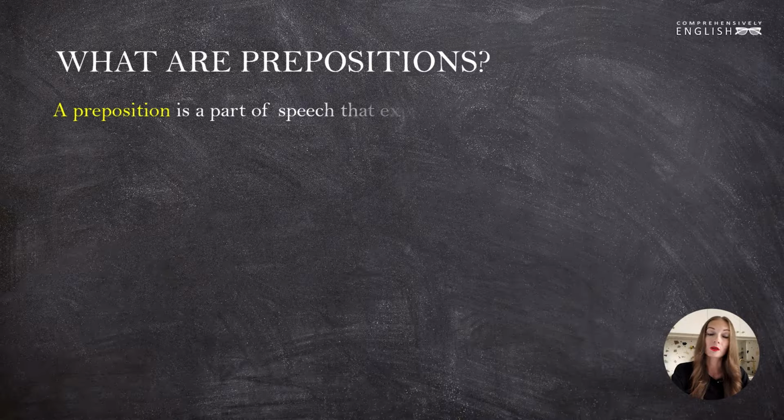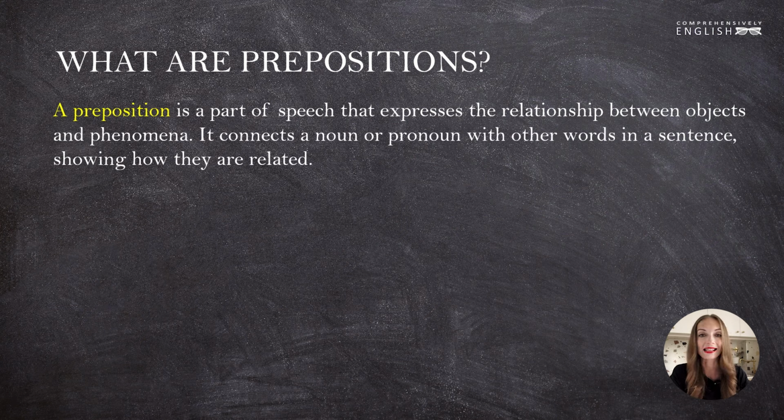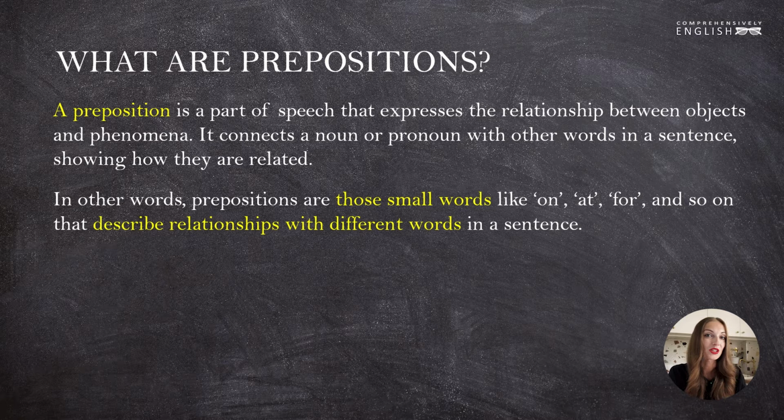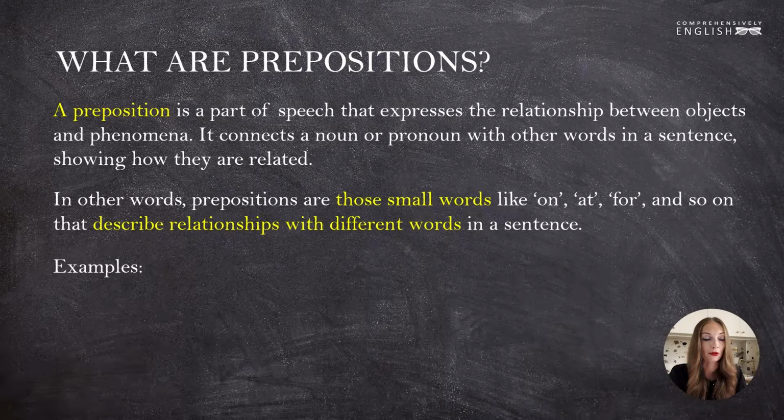A preposition is a part of speech that expresses relationship between objects and phenomena. It connects a noun or a pronoun with other words in the sentence, showing how they are related to each other. In other words, or as one of my students says, prepositions are those tiny words like on, in, at, for, and so on that express relationships between words in a sentence. A couple of short examples.